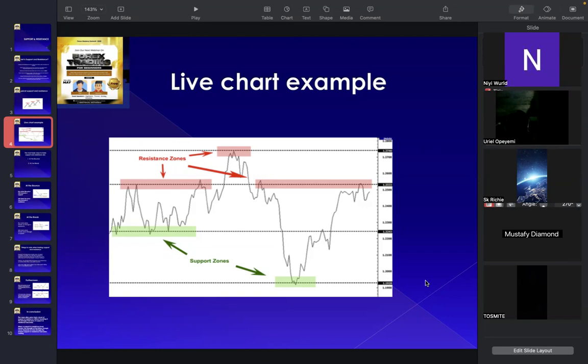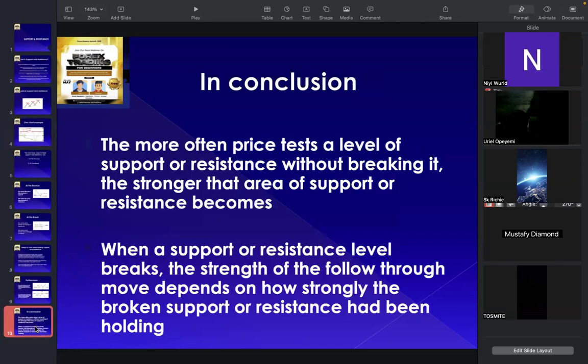So that's what that last paragraph is telling us, that the more often price tests a level of support or resistance without breaking it, the stronger that area of support or resistance becomes.